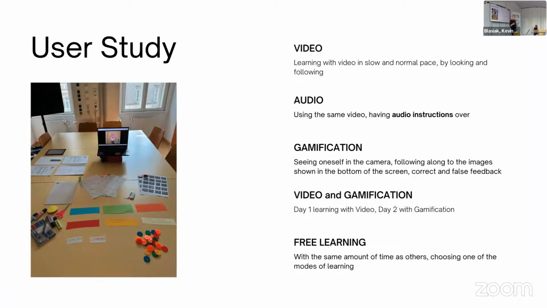And so we had 5 groups. The first group learned only with video, so they were looking at the choreography and trying to learn it just through video. The second group had the same video with audio instructions over it, like move finger, bring finger down, open palm, etc. Gamification explained right away. The fourth one learned with video on the first day, the same as the first group, and with gamification as the third group. So this is a combination of these two groups. And in free learning, they could choose whichever way they wanted to learn and develop their own strategy.